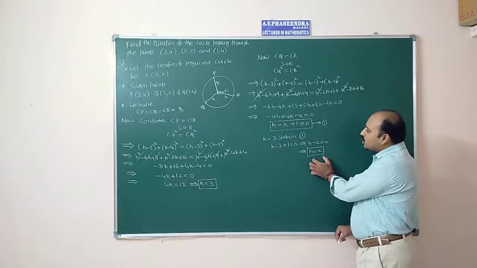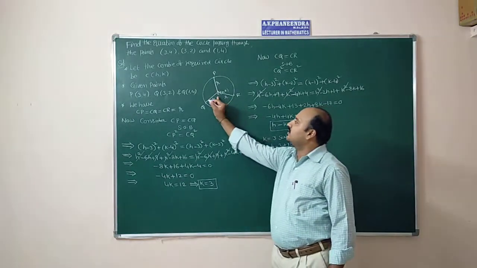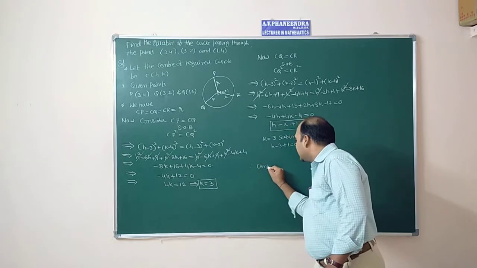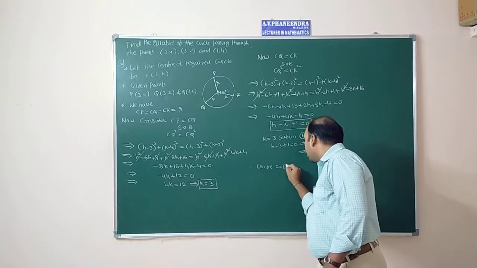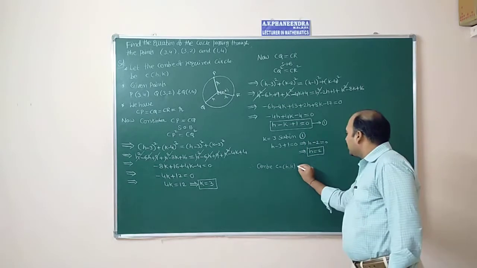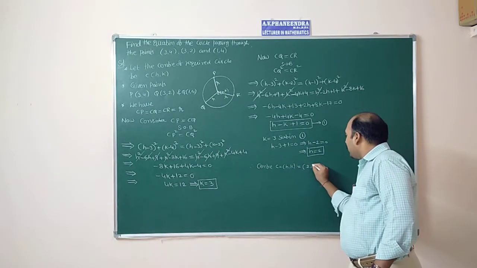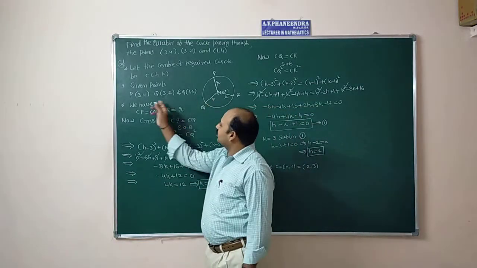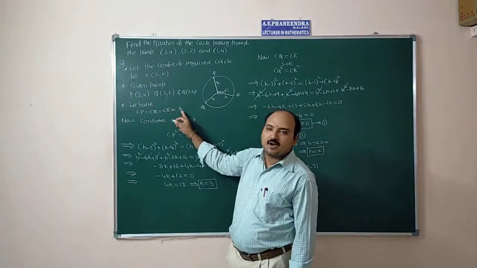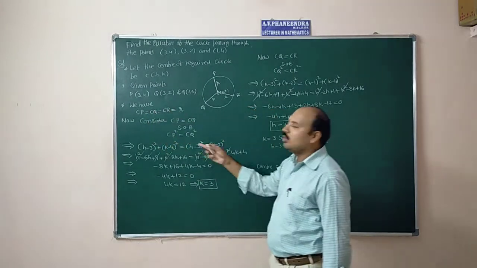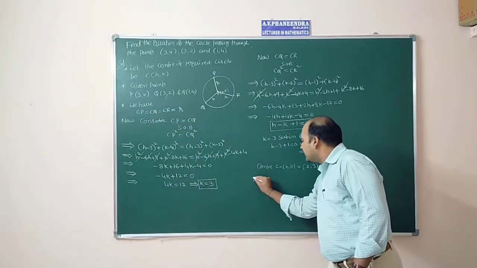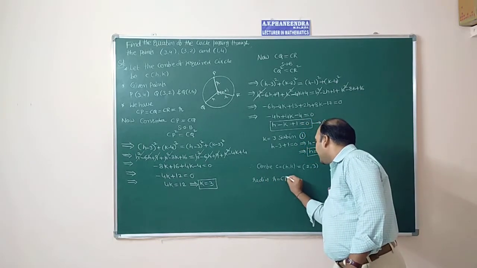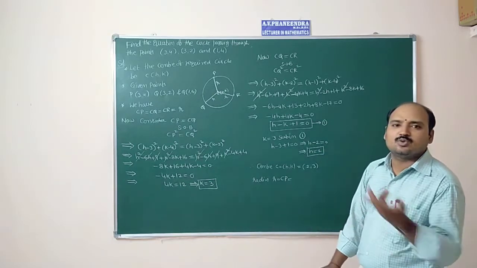Now h is equal to 2 and k is equal to 3 is the center of the circle. Therefore, the center of the required circle, C equal to (h, k), which is equal to (2, 3). After getting the center coordinates, we need to calculate the radius r, which is equal to CP or CQ or CR. So small r, the radius, is equal to CP. Not only CP, you can consider CQ, CR also.